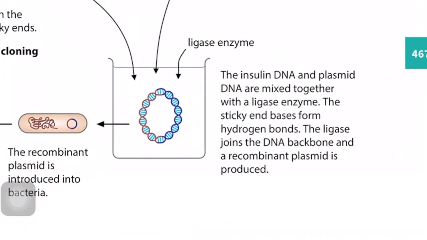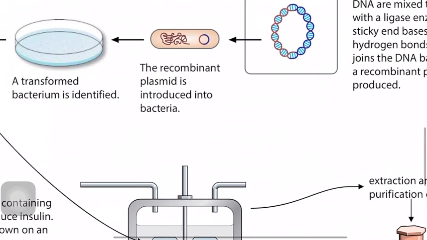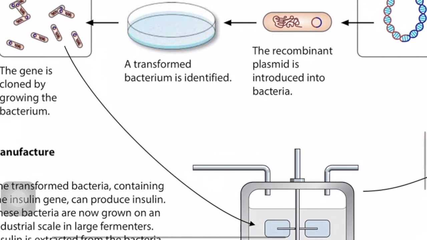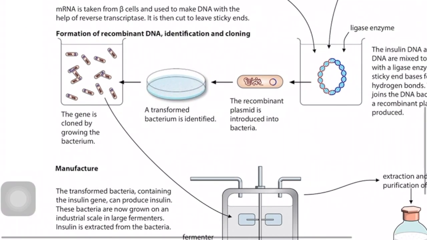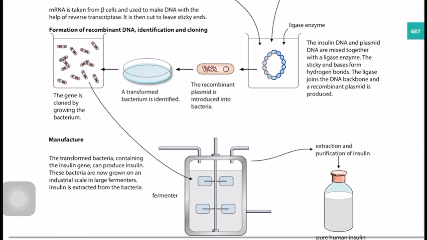The insulin DNA and plasmid DNA are mixed together with the ligase enzyme. The sticky end bases form hydrogen bonds. The ligase joins the DNA backbone and a recombinant plasmid is produced. Good. The recombinant plasmid is introduced into the bacteria. A transformed bacteria is identified. The gene is cloned by growing the bacterium, because we need a lot of bacteria, not just a few bacteria.